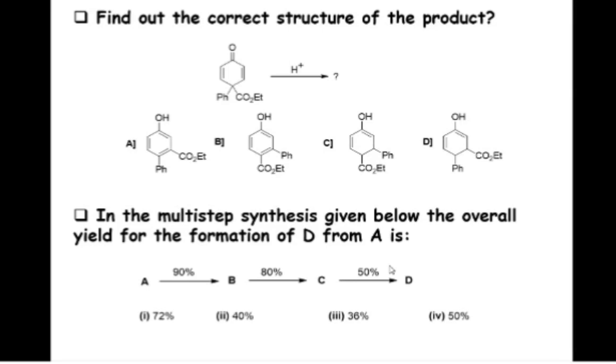But even students who receive the PhD degree, while giving the PhD viva examination, if their synthesis is multi-step and the question is asked, what is the overall yield of that particular product, are unable to answer because they have not studied it that way. This is an example asked in NET, GATE and SET examinations. See, A starting material is converted into B, B into C, C into D. The yield of A to B is 90%, B to C is 80%, and C to D is 50%. Do you have any idea how to calculate the overall yield?